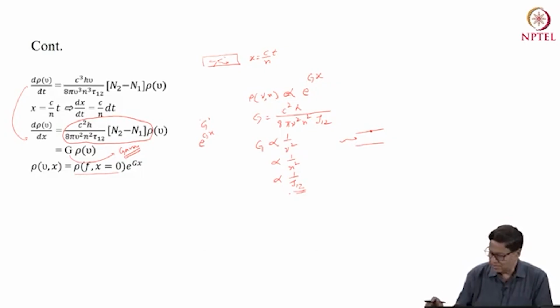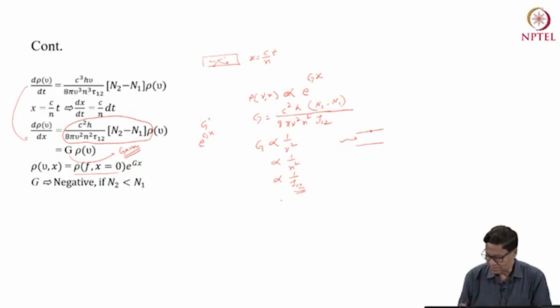So this is how the flux density will grow inside the cavity, which is e raised to power gx. Now let us try to understand this particular g. Sorry, I did not write the n2 minus n1 also. So this g is proportional to n2 minus n1, and this g will be negative if n2 is less than n1.